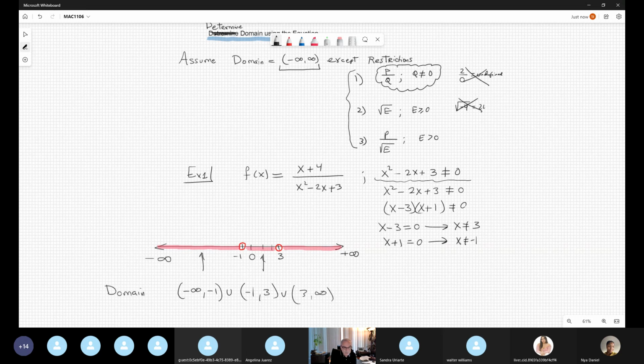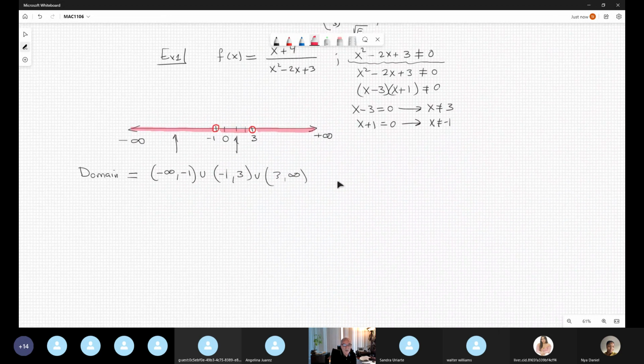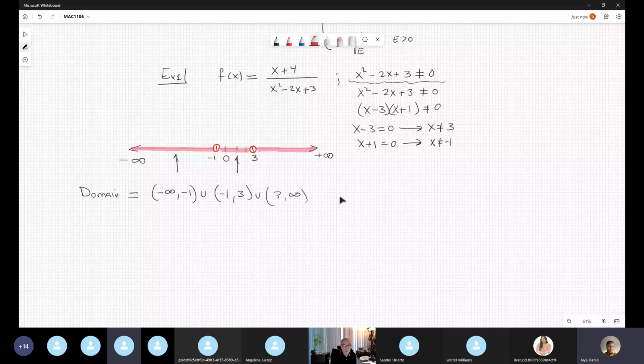Does everyone understand that? This is my first example, no? Okay, using the first restriction. I have an example using each of the restrictions. Guys, do you follow me? Yeah. Cool. Example 2.